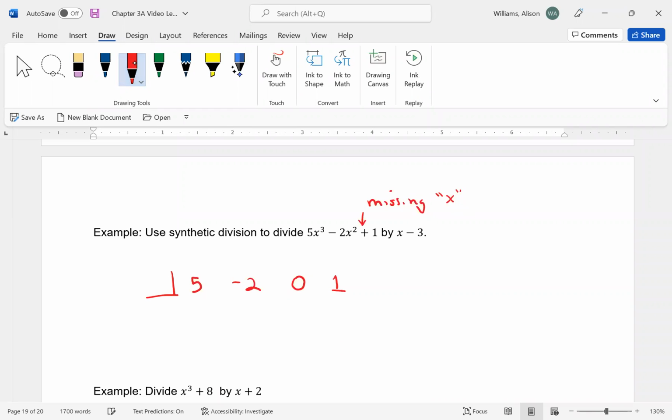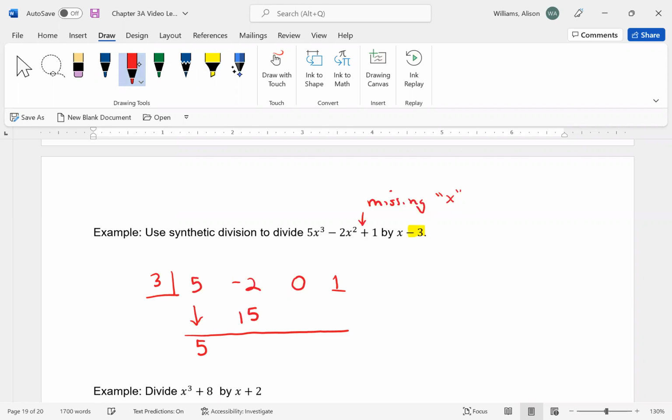And then in the box, I'm going to put the opposite sign of this number right there, which is going to be positive 3. Oops, I was using my highlighter. Silly. Positive 3. There we go. And now I'm going to draw my line, drop the first term. So that's a 5. And now start multiplying. 5 times 3 is 15.